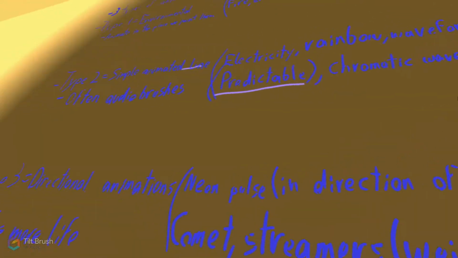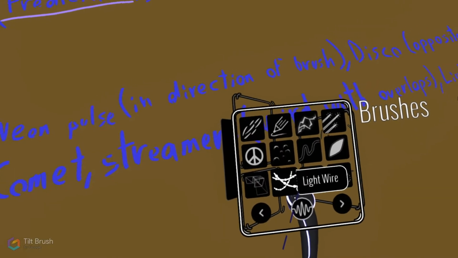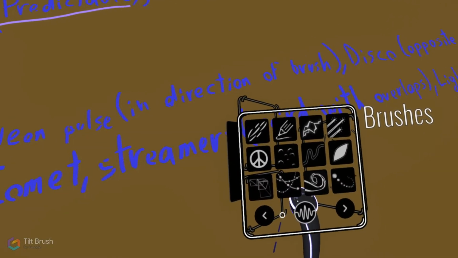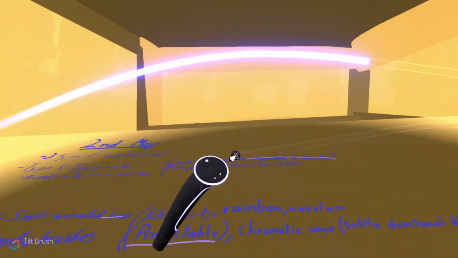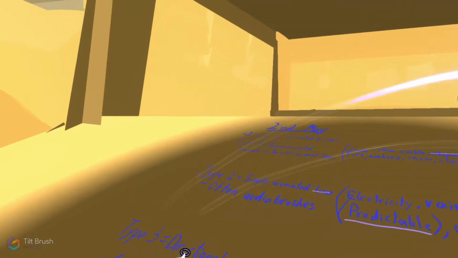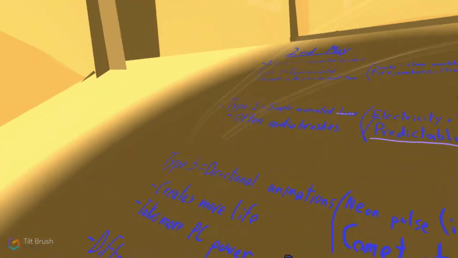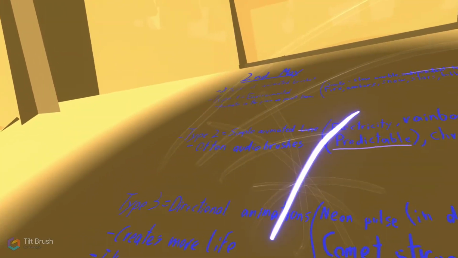And basically, let's go. So Neon Pulse is the first one. Wait, where was it? There. So here, this one, for example. So yeah, here you can clearly see it goes in the direction of the brush. So you can make different lines go in all sorts of different directions.